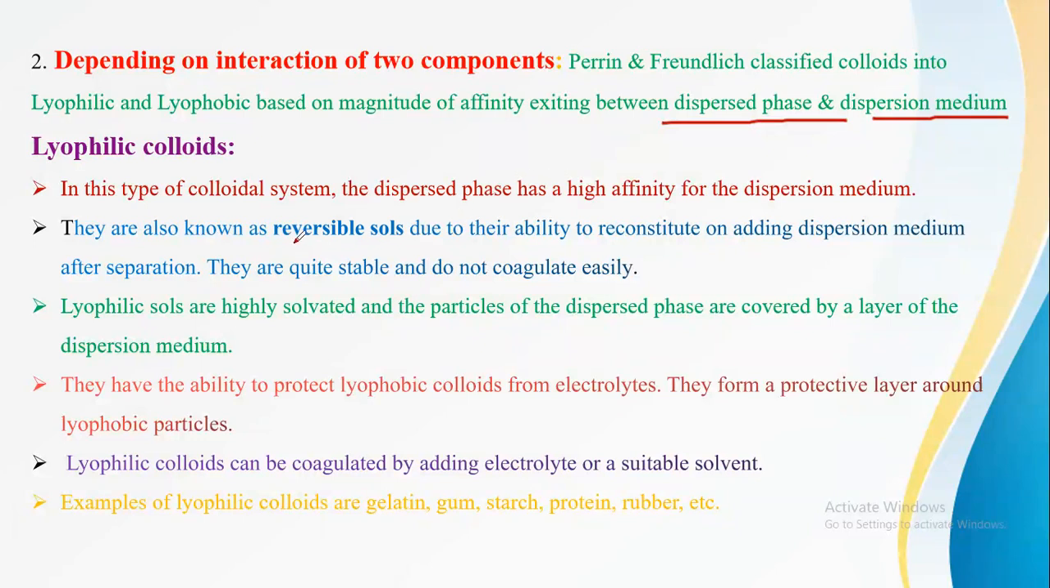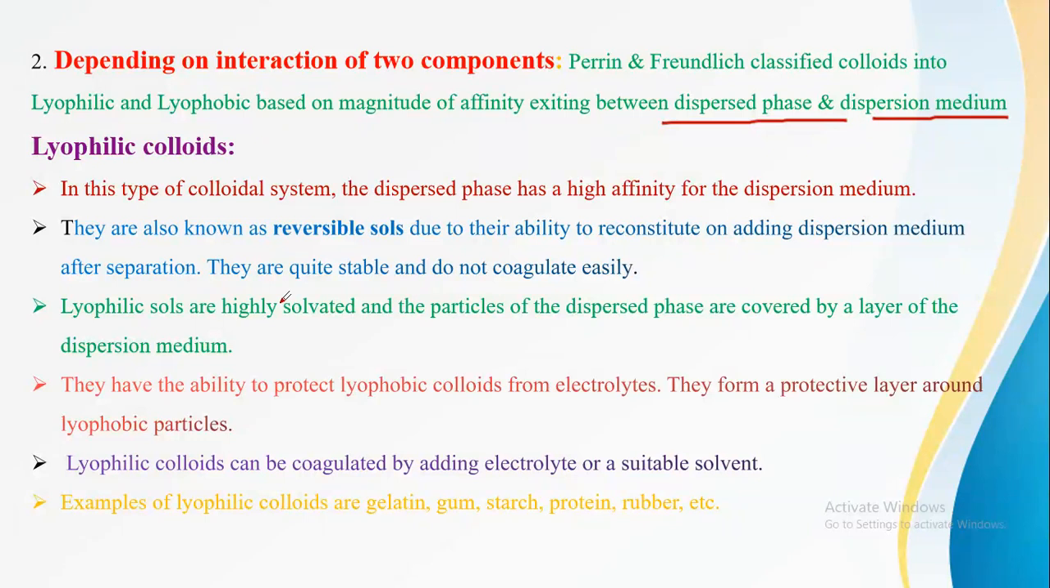Now let us talk about lyophilic colloids. In this type of colloidal system, the dispersed phase has great affinity for the dispersion medium. So there will be strong interaction between the dispersed phase and the dispersion medium. Here lyo means liquid and philic means loving. These are the solvent loving colloids. They are also known as reversible sols due to their ability to reconstitute on adding dispersion medium after separation.